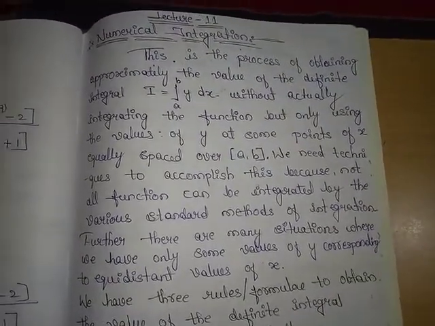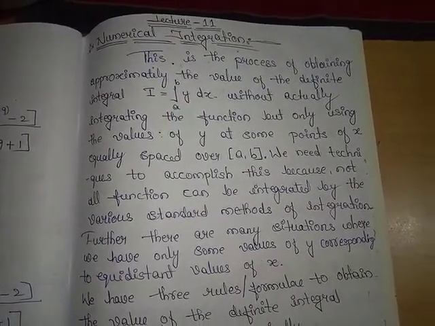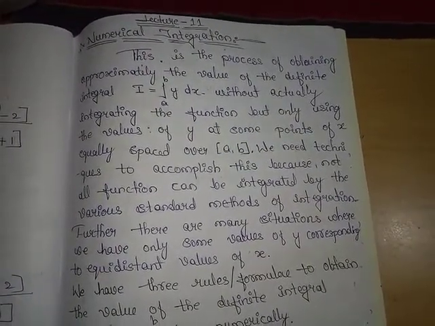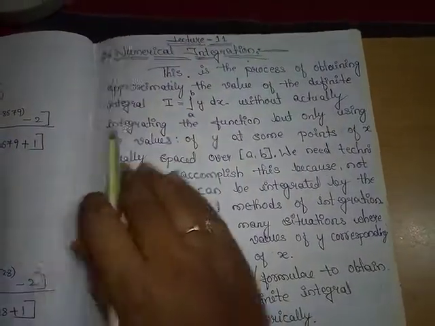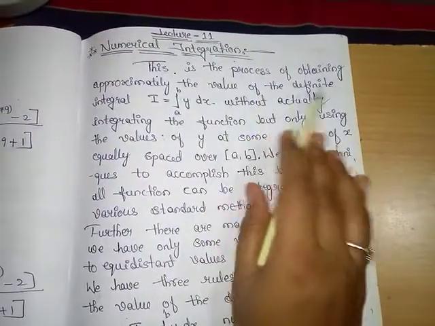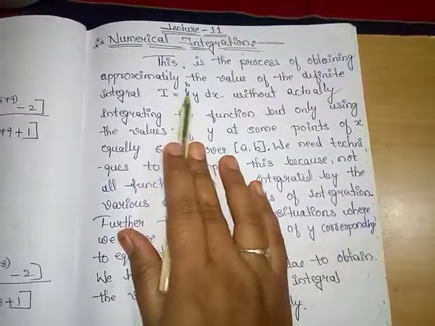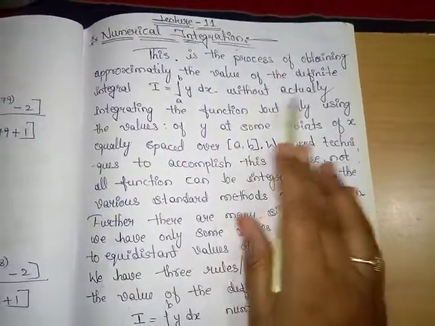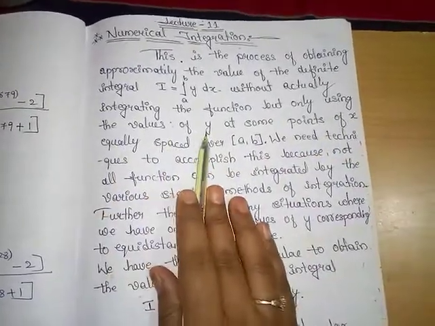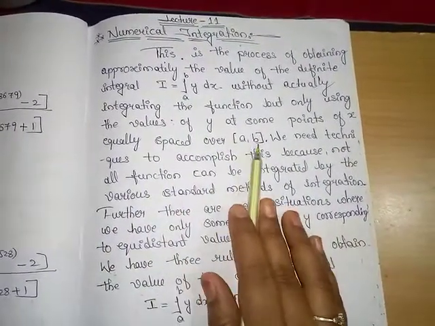Today you will see the last concept of your module, that is numerical integration. In numerical methods, the last concept is numerical integration. This is the process of obtaining approximately the values of a definite integral. The integral I is equal to integration from a to b of y dx, without actually integrating the function, but only using the values of y at some points of x equally spaced over the interval a, b.